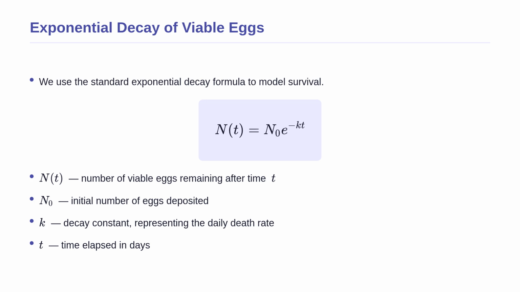N naught is the initial number of eggs deposited into the soil. The symbol K is the decay constant, which represents the daily rate at which the eggs die off due to the environment. Finally, T is the time elapsed in days. The negative sign in the exponent is crucial because it physically represents that the population is decreasing over time. If the decay constant K increases, perhaps due to hotter weather, the eggs die off much faster.